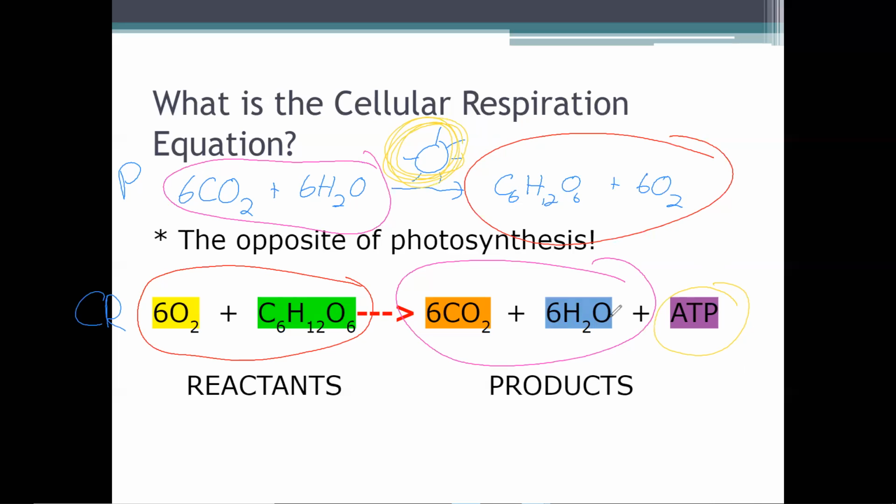But I really want you to notice that these two reactions are really truly opposites of one another. We're starting with carbon dioxide and water here, ending with it over here, and we're starting with glucose and oxygen over here and ending with it in photosynthesis. So it's very important that you realize that.